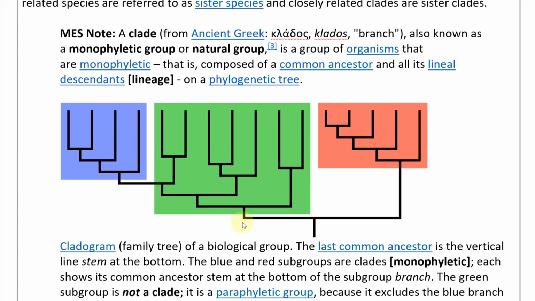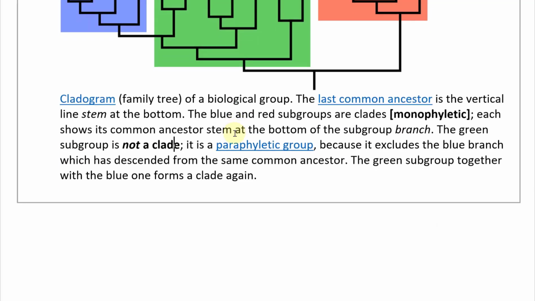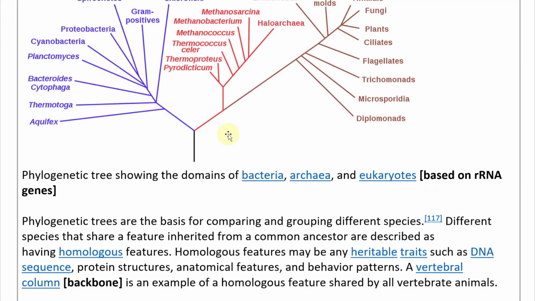Paraphyletic is not composed of all of its lineal descendants. Yeah, some of them are excluded, so this one would be excluded from the green one. So I continue further. Very fascinating.